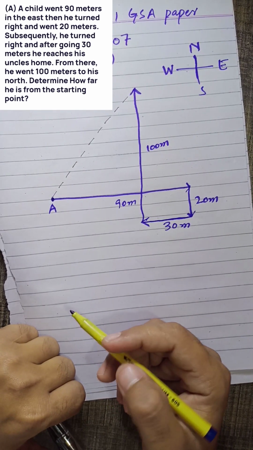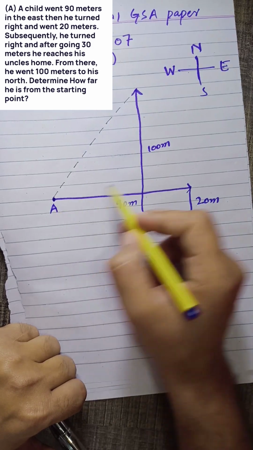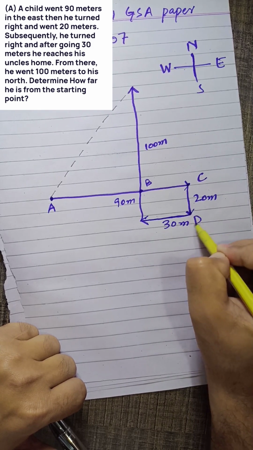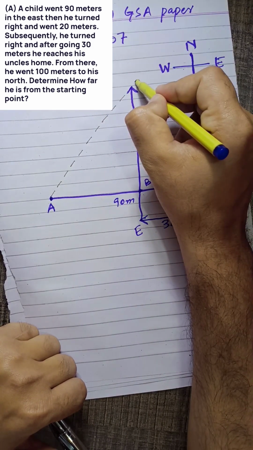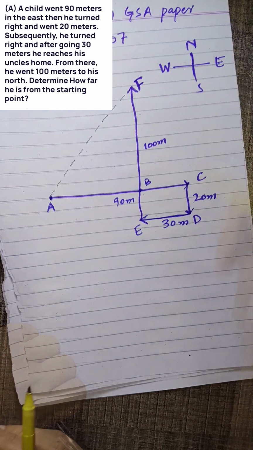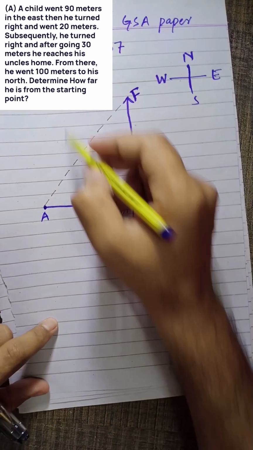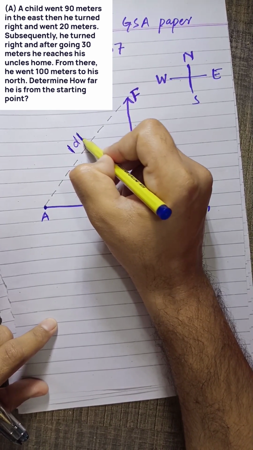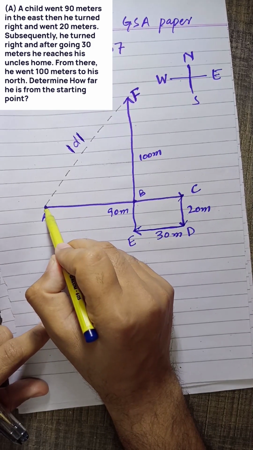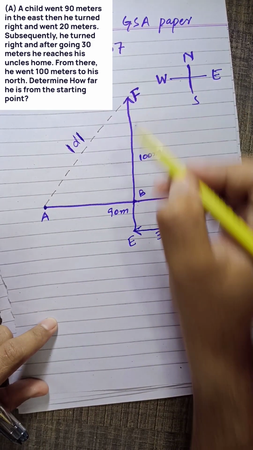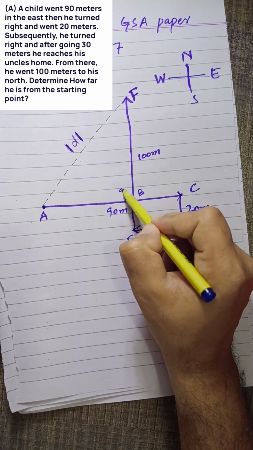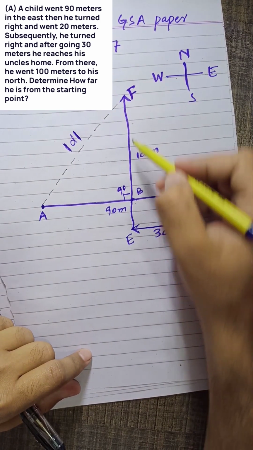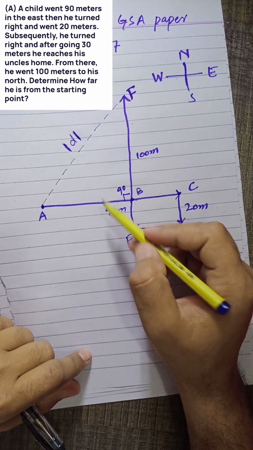Now first of all we have to give names to these points. This is A, this is B, this is C, D, this is E and this is F. Now from the figure we have to find this distance D. For finding this distance we must know these distances from A to B and from B to F, because this is a right angle triangle and here we can use Pythagoras theorem to find this distance. That's why we need these distances to find this distance.